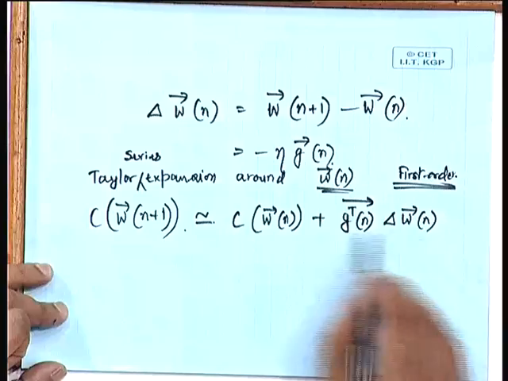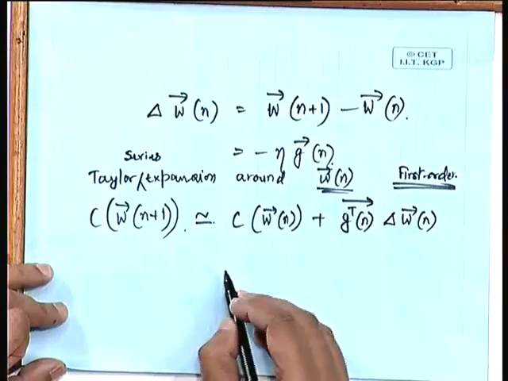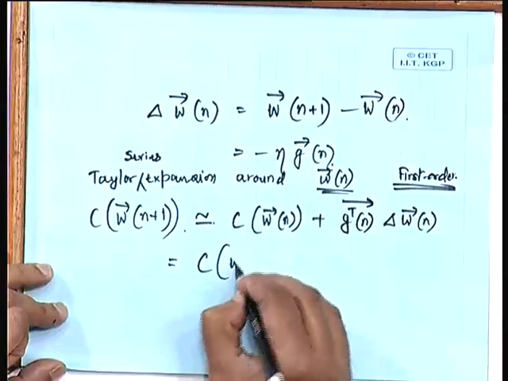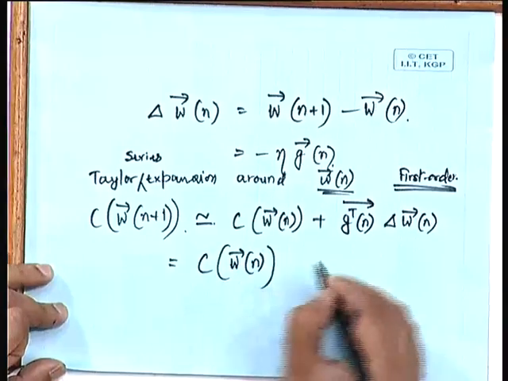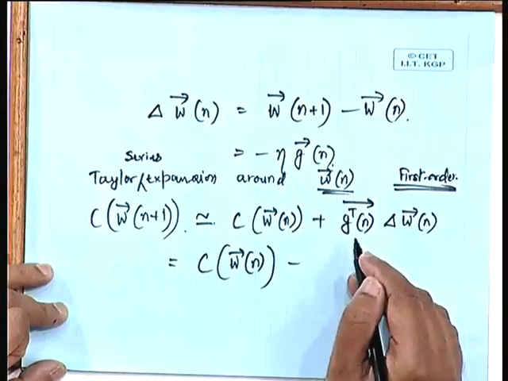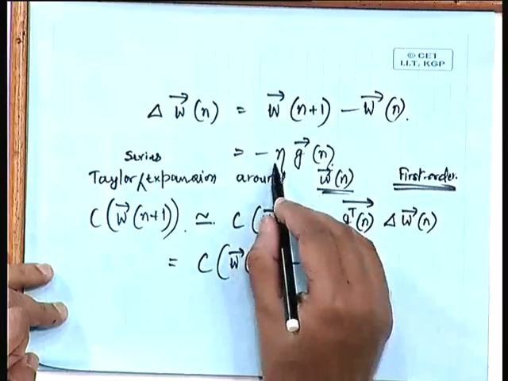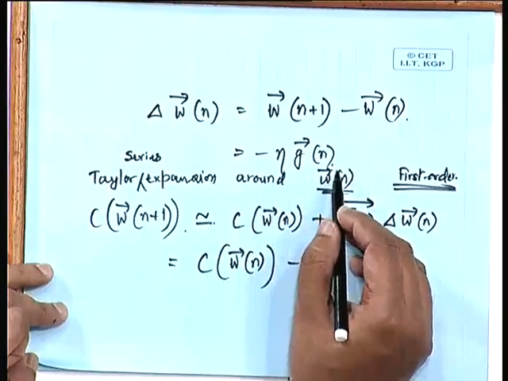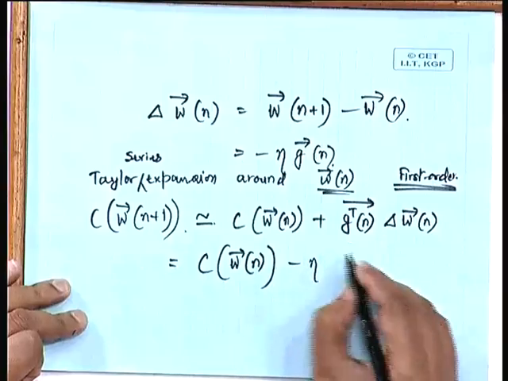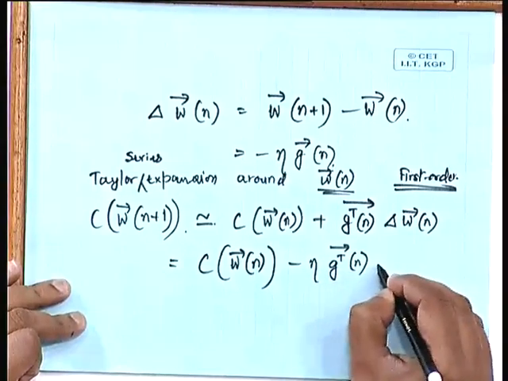This is simply what we will get by the first order Taylor series expansion, right, and this is equal to C W n minus what, because we had already got this delta W n as minus eta G n, is not it, and eta is a scalar quantity. So, eta can be taken out, and then what we have is G transpose n times G n.